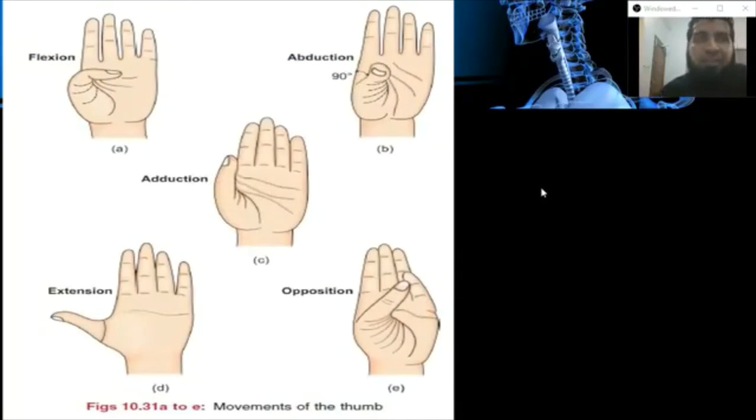Now coming to the movement of the thumb, you have to show the movement of the thumb. How will you show? This is the flexion. The opposite one is extension. This is the adduction, putting the thumb closer to the other fingers. And when it goes away from the other fingers at 90 degrees, it is called abduction, and the counting movement is called opposition. So these are the movements of the thumb. You have to show the movement of the thumb in the examination. It is very important.